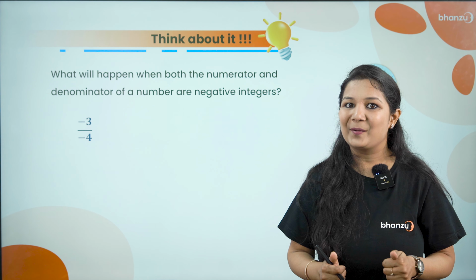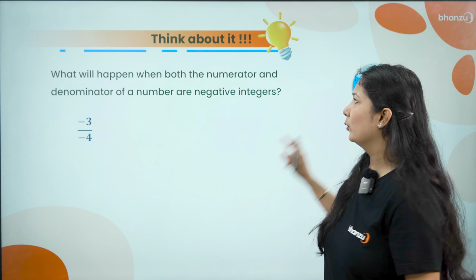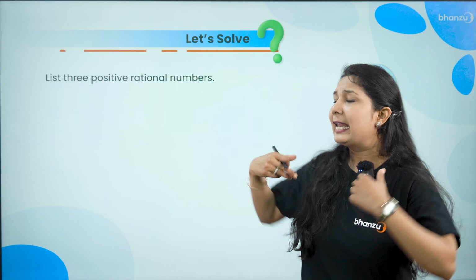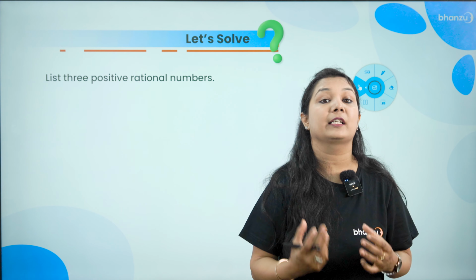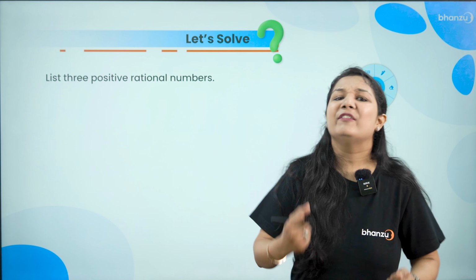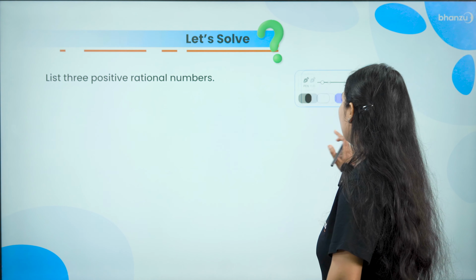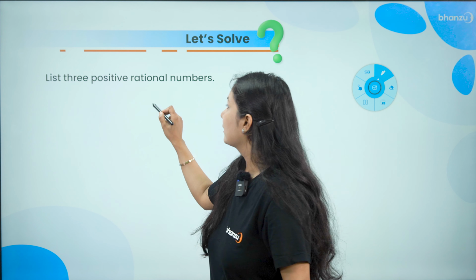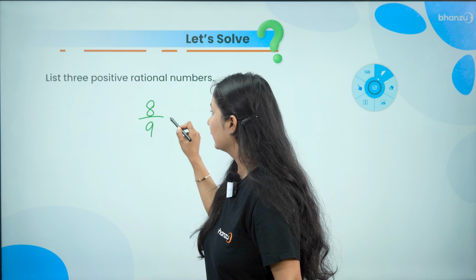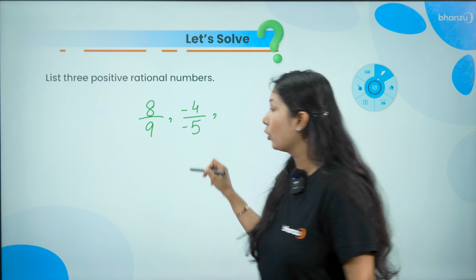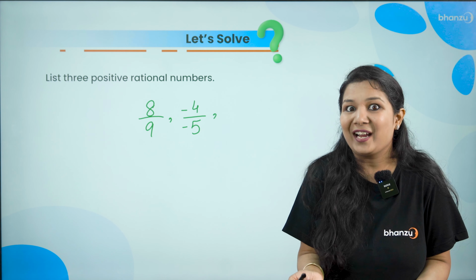Got it everyone? Yes. So now let's move to what are negative rational numbers, but before that let's solve a question. List 3 positive rational numbers. So I have discussed with you, right? We can write so many positive rational numbers. So let's write a few of them and others you can write by yourself. Suppose it's 8 by 9, right? We can also write minus 4 by minus 5 because when solved, it will give you 4 by 5, right?